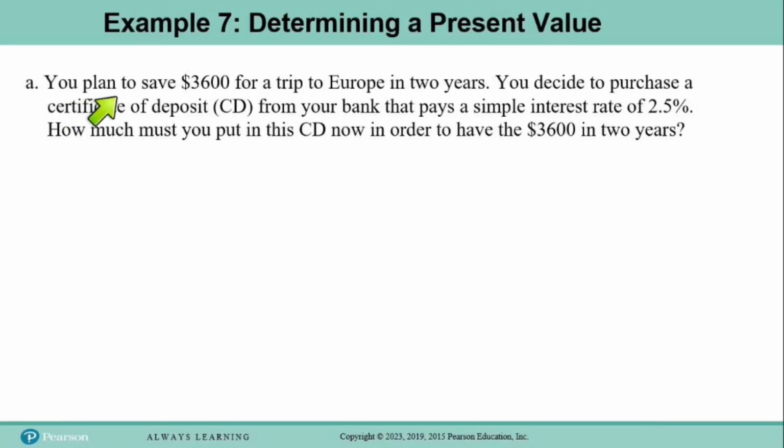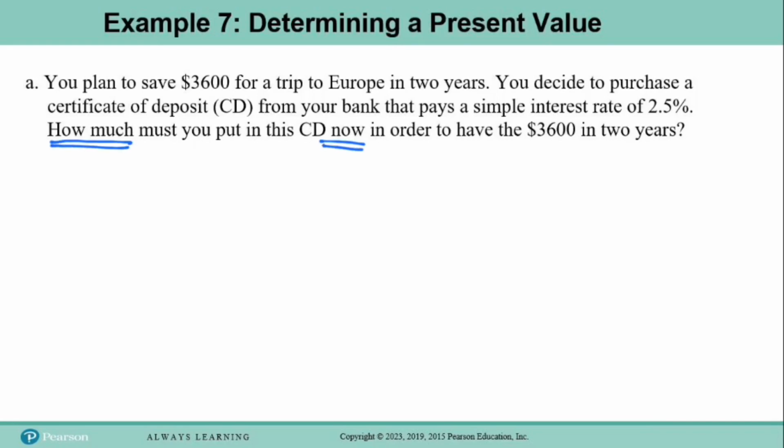So part A says, you plan to save $3,600 for a trip to Europe in 2 years. You decide to purchase a certificate of deposit, also called a CD, from your bank that pays a simple interest rate of 2.5%. How much must you put in this CD now in order to have the $3,600 in 2 years? Okay, so in this case, we know how much money we want to finish with, and we're trying to figure out how much money we have to start with. How much do we have to initially deposit in the CD in order to finish with this amount of money?